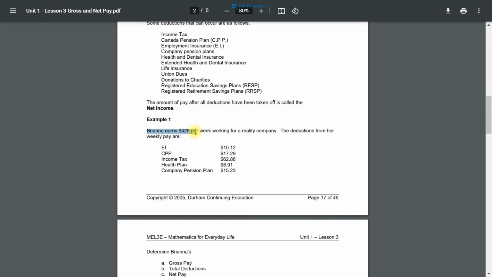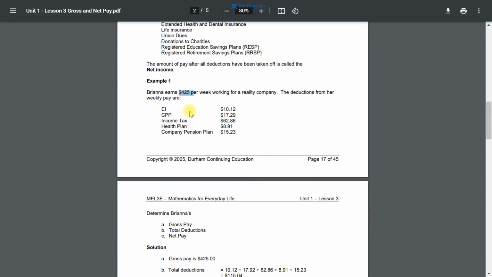So again, that's going to be her gross pay for the week. Deductions from her weight. So we're going to have $425 as our gross, and we're going to deduct all these ones here. So these are our deductions from her gross pay. So she's going to get a net less than that. So again, it's basically gross minus your deductions gives you your net pay.